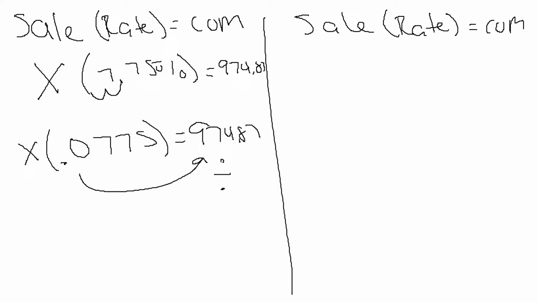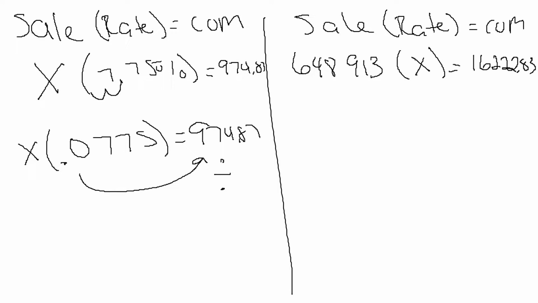So for number 10, I'm given my sales. I'm not given my rate. My sales are, let me look at it again, 648,913. My rate in this case is my X. And my commission, oh goodness, is 16,222.83. And now I just solve for X. I'm going to move this over here and I'm going to divide.